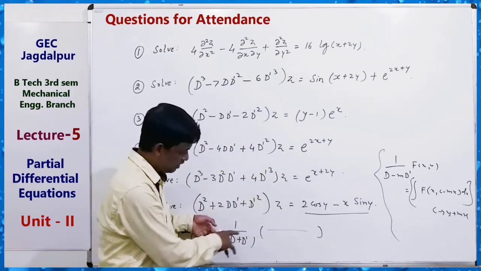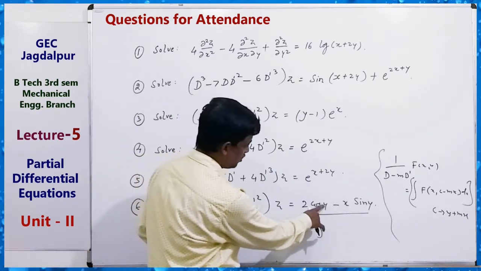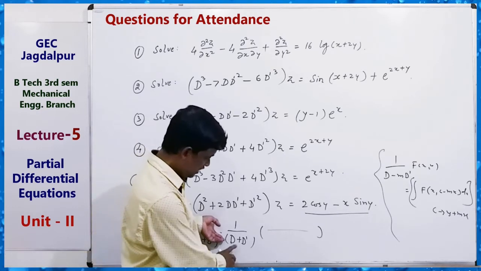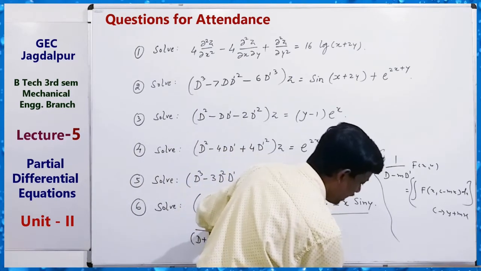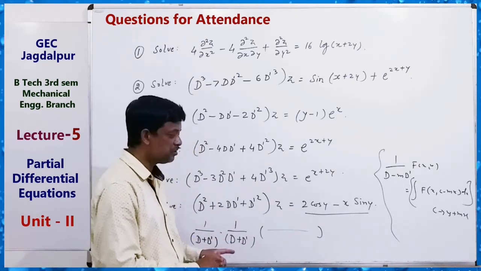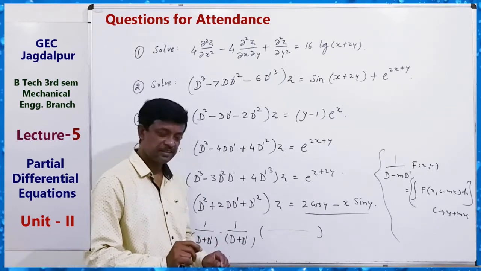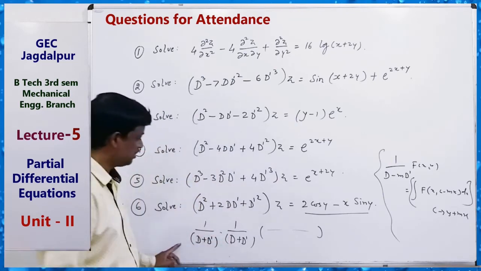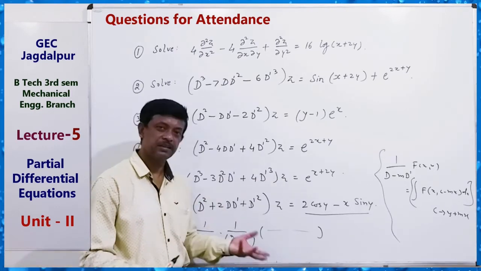So first apply the rule for this function. In place of y you have to write c minus mx. Here m means minus 1, so c plus x. Clear? And x as it is, and integrate. Finally, we put c equals y plus mx, which means y plus x. We get the value. Then again apply this formula for this factor, so you can get PI. So CF plus PI is the required solution. Clear?